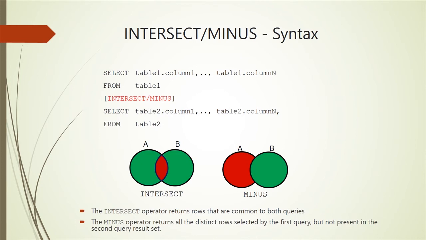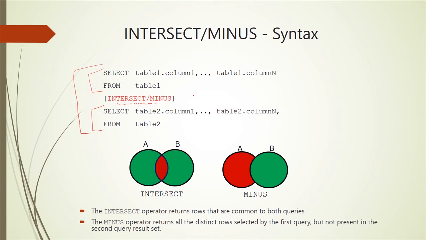The syntax of using intersect and minus set operators is exactly the same as using union and union all. This is the first component query, this is the second component query, and between them we put the set operator: intersect, minus, union, or union all. This is the compound query.